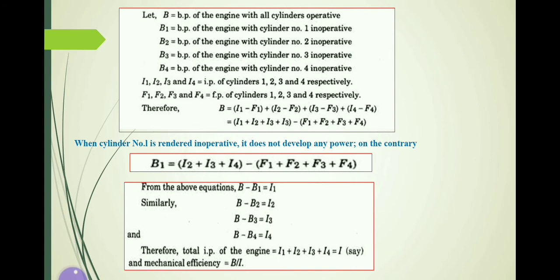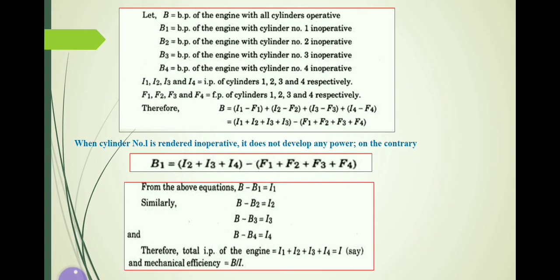Now let us consider that 4 cylinders are available with us. That is a 4 cylinder engine. And now we'll consider the total brake power produced at our output shaft, that is B, which is nothing but the brake power of the engine when all cylinders are operating, all cylinders are working.